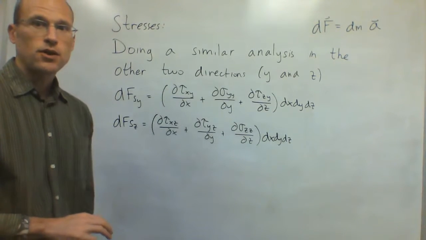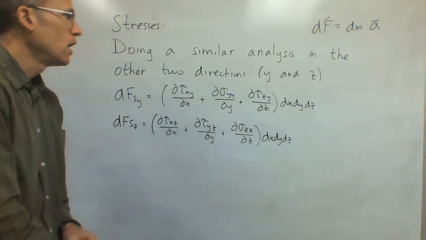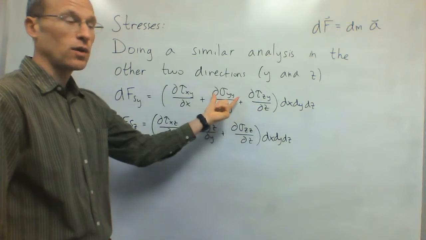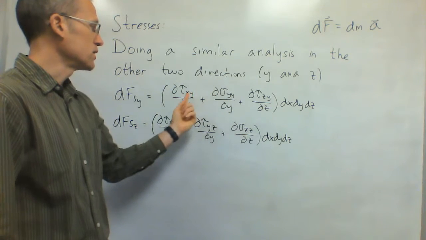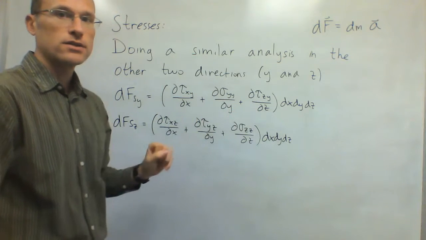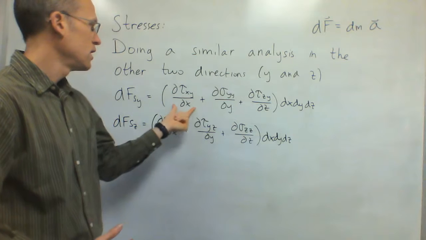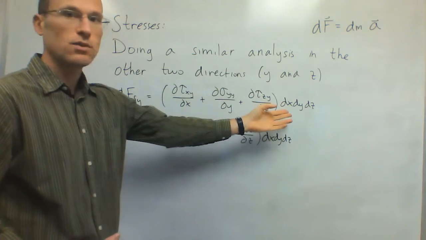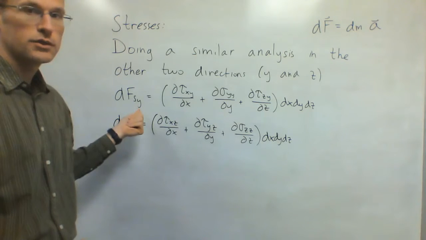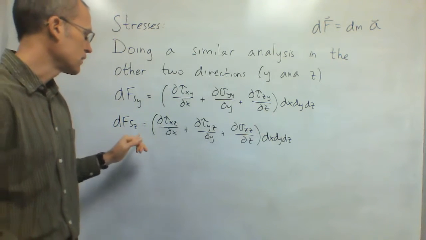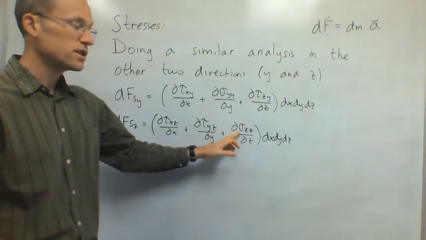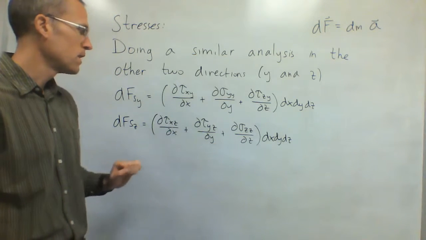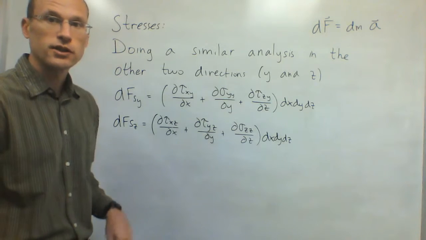We do the same thing for the other 2 directions, y and z. Y is going to have normal stresses in the y direction, so sigma yy, as well as shear stresses in the x and z directions. And so very similarly, I'm going to have d tau xy dx, d sigma yy dy, d tau zy dz, times dx dy dz for the force in the y direction. Same thing for the z direction. I now have normal stresses in z, so sigma zz, and then shear stresses in the y and x. So again, very similar equation there.